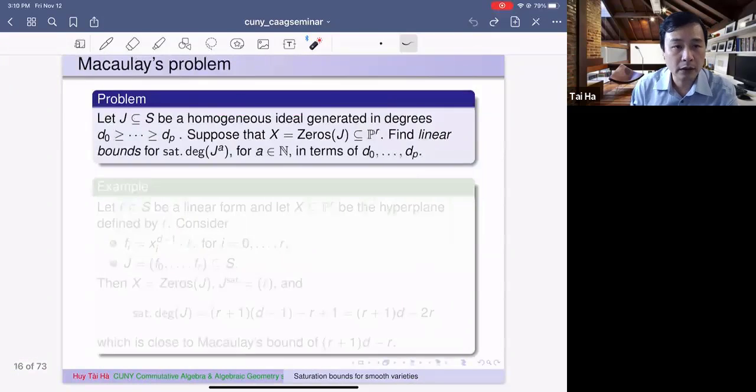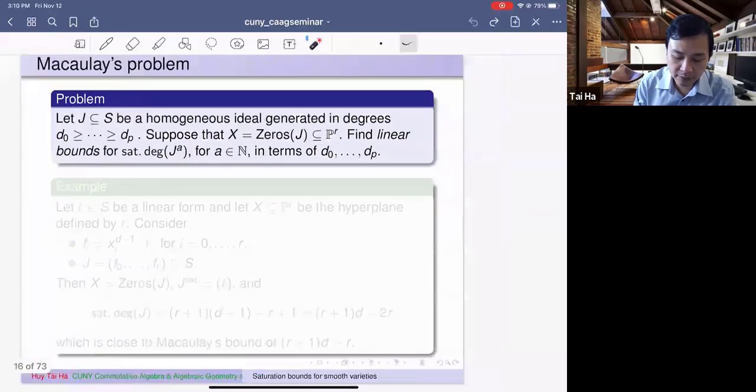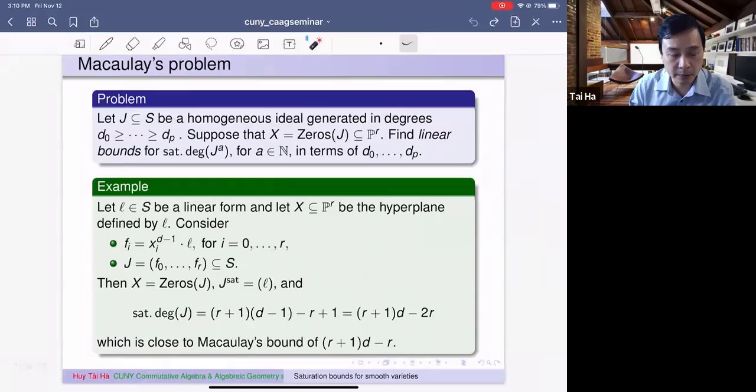Okay, so the problem arising from Macaulay's theorems is the following. We start with any homogeneous ideal J generated in degrees d_1, ..., d_r, ordered in non-increasing order, and suppose that X is the variety cut out by this ideal. Then can we find linear bounds for the saturation degree of powers of J in terms of its generating degree? Let me give you an example where this is possible.